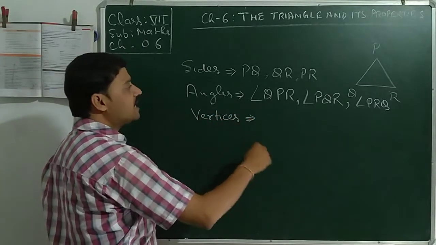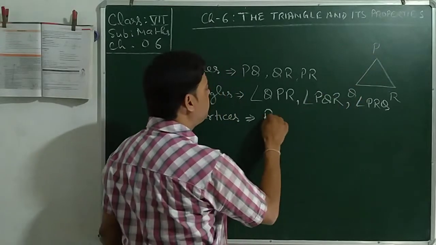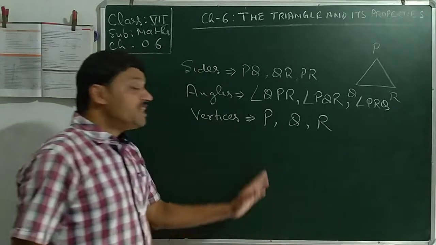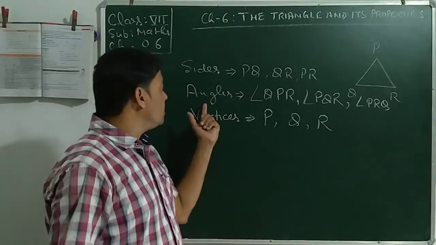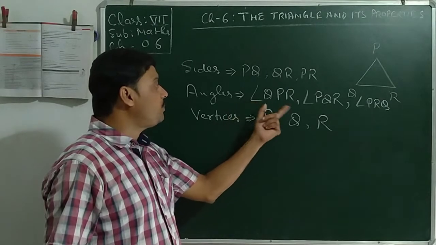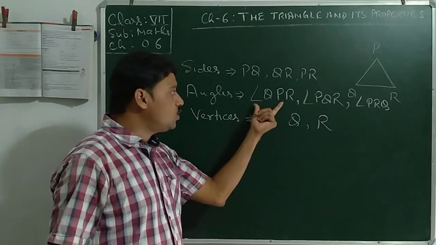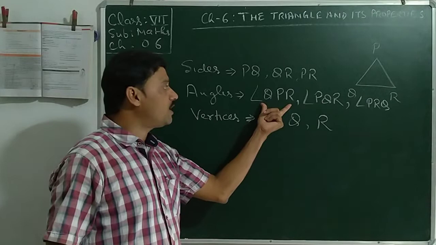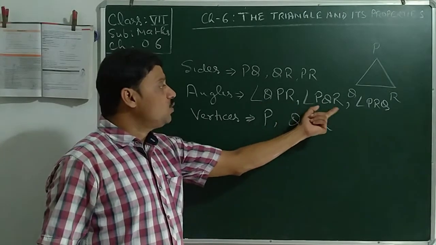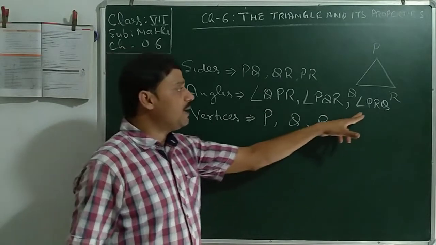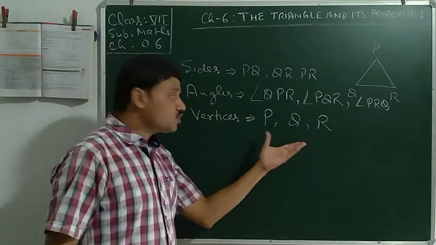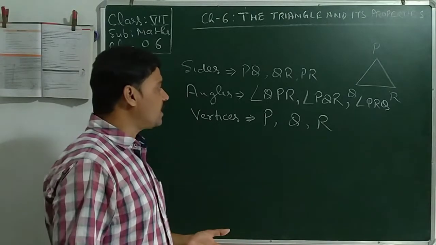or we can say vertices are P, Q and R, which you can write as the name of angle P, angle QPR. Angle QPR is also called angle P. Angle PQR, angle Q, and angle PRQ, angle R. These angles are also known as vertices of the triangle.